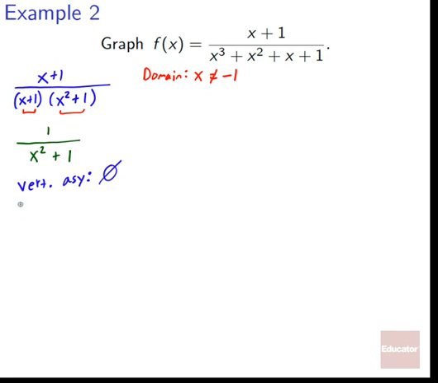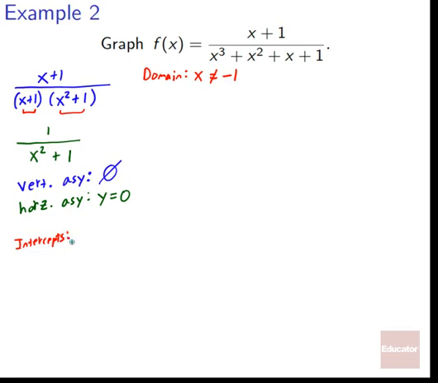What about a horizontal asymptote? If we look, the denominator has a higher degree than the numerator, so the numerator is going to eventually get crushed by that large denominator, so we have it eventually going to y equals 0. Let's look for some intercepts. Are there any intercepts?